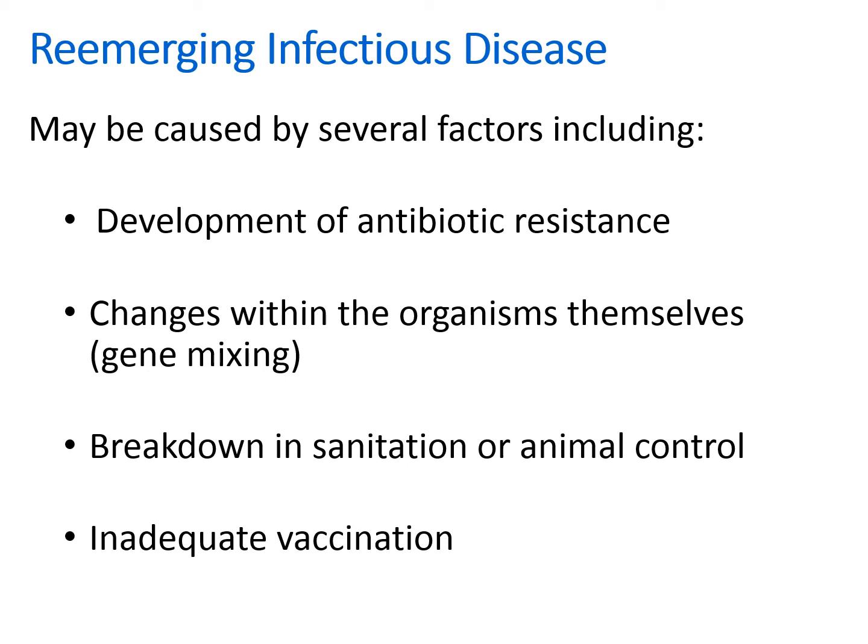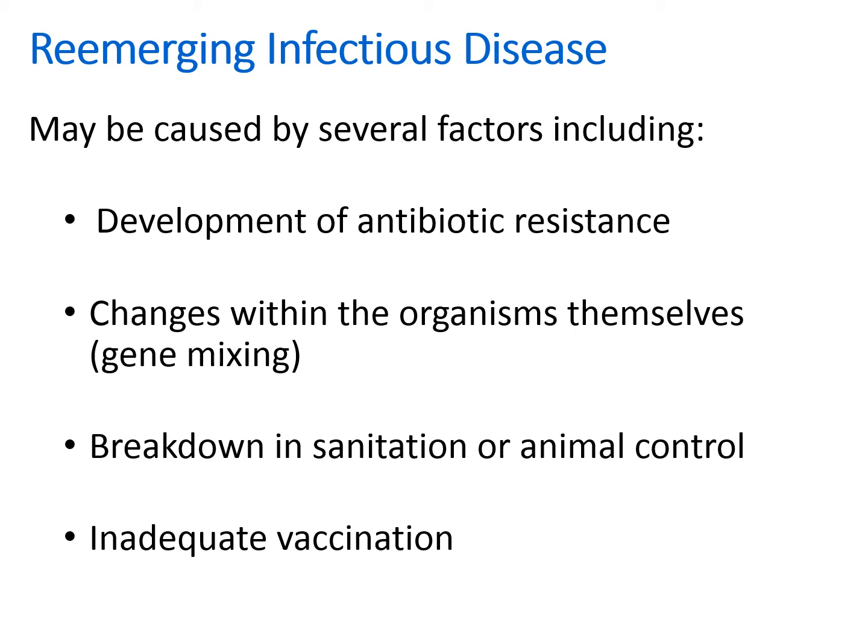Sometimes the organisms change themselves. I think about influenza viruses. They have what's called a segmented genome. So that means they have multiple strands of RNA that make up their genetic core. Well, when one organism is infected by two different types of influenza viruses, those viruses can switch segments of RNA and make new viruses. So that can cause reemergence.